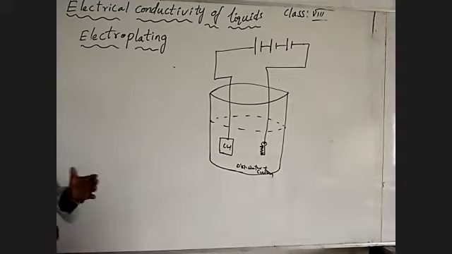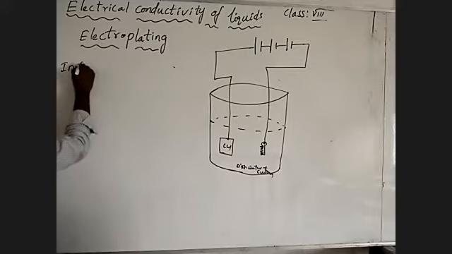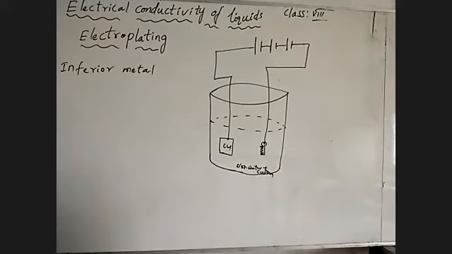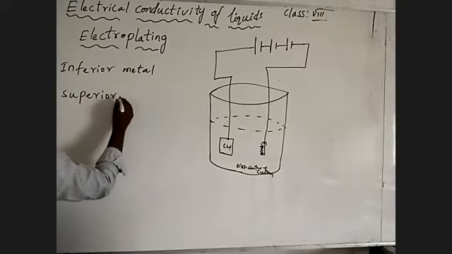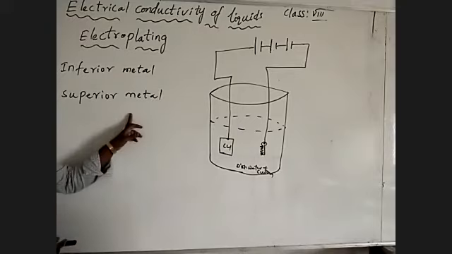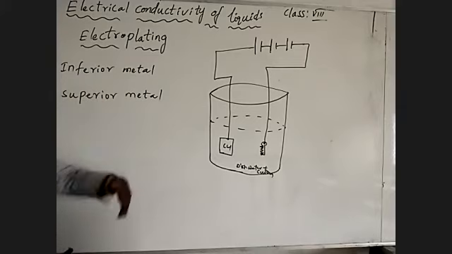So to participate, the two metals or materials are different. What are those two materials? Inferior metal and superior metal. These are the two types of metals involved in the electroplating method. We utilize these types of metals to do the electroplating.